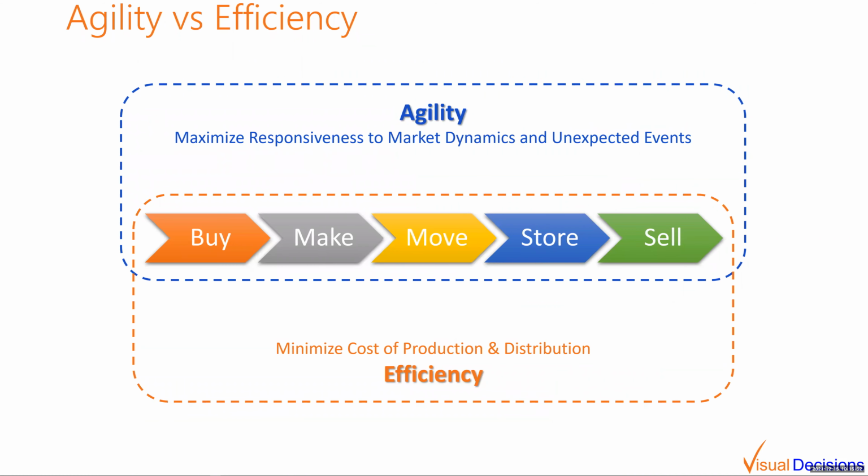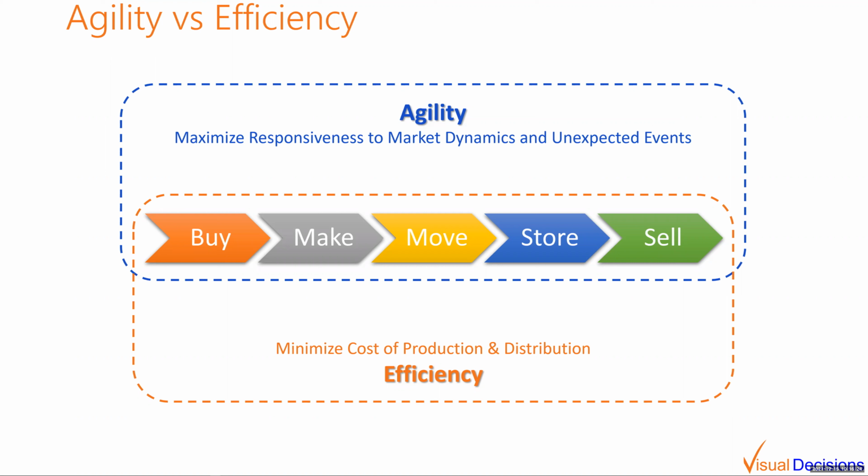Another consideration that has become much more important in the past couple of years anyway, is this idea of agility versus efficiency. With efficiency, we're really just trying to minimize the cost of production and distribution, and carry minimal amounts of inventory, have minimal amounts of excess capacity and so forth, and run things as close to the bone as we possibly can while still getting the results that we're looking for.